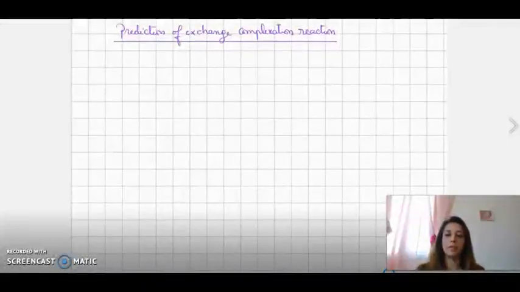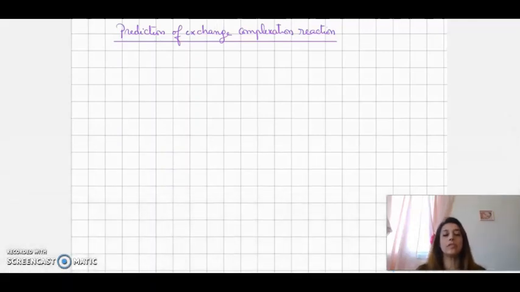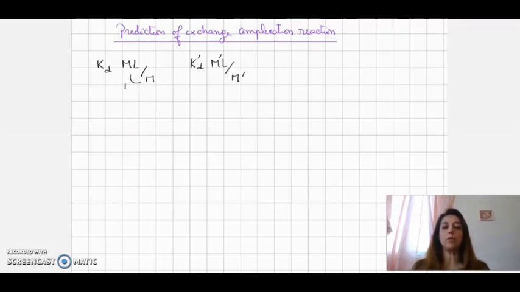Okay, in this video I will continue the explanation of coordination reaction, and more specifically I want to talk about the exchange reaction which can occur between two donor-acceptor couples. So if I consider two donor-acceptor complex couples, for example ML-M having KD and M prime L M prime having also KD prime, both couples will exchange L, and we will have exchange of L between both couples.